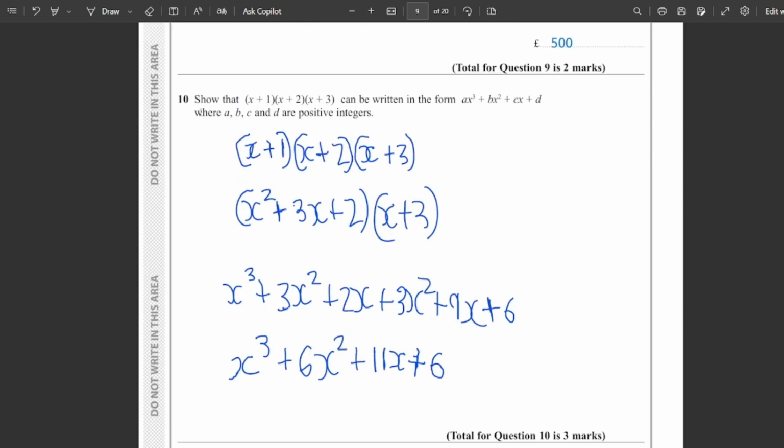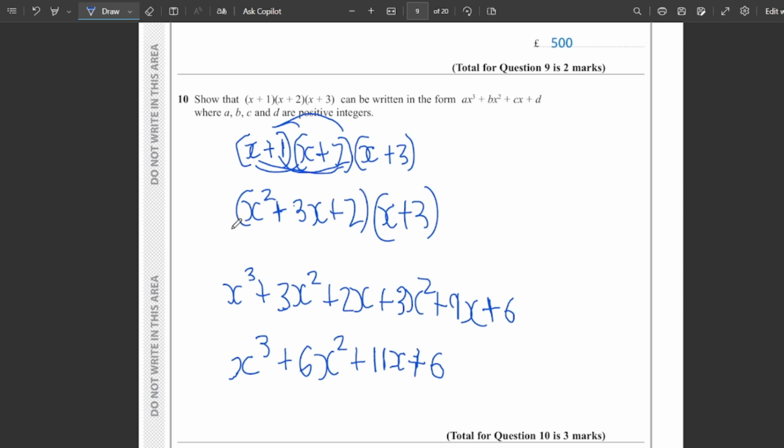And then for 10, we're asked to show that x plus 1, x plus 2, and x plus 3 can be written in the form ax cubed plus bx squared plus cx plus d. So what we simply do is we expand the first bracket to get x squared plus 2x plus 1x plus 2. Add the 1x and the 2x to get x squared plus 3x plus 2.